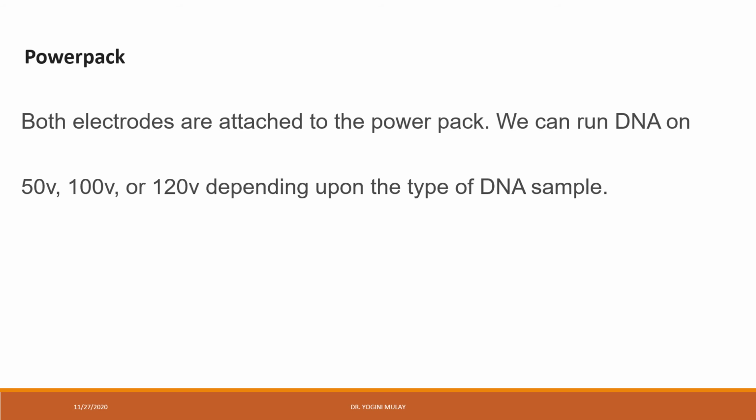Power pack: here both electrodes are attached to the power pack, and we can run the DNA on 50 volt, 100 volt or 120 volt depending upon the type of DNA sample.